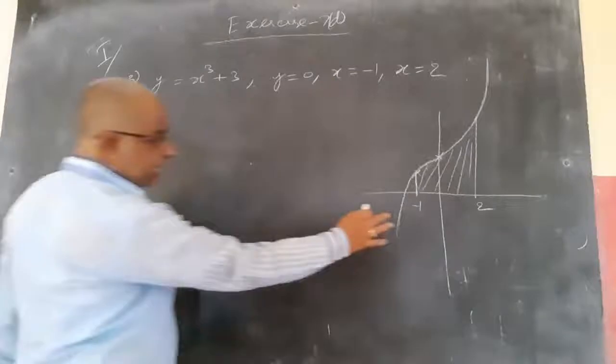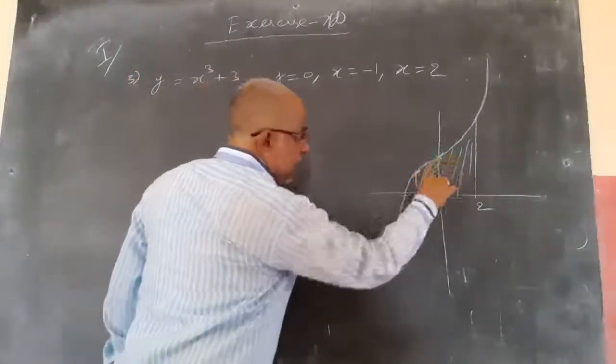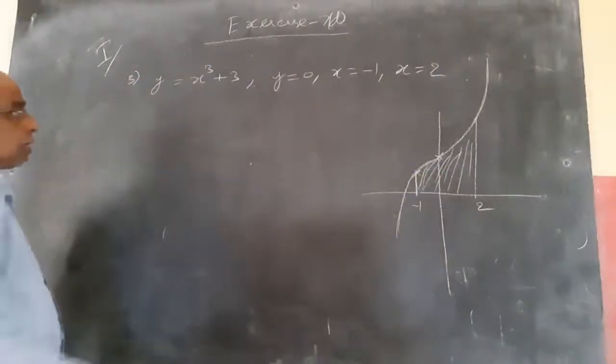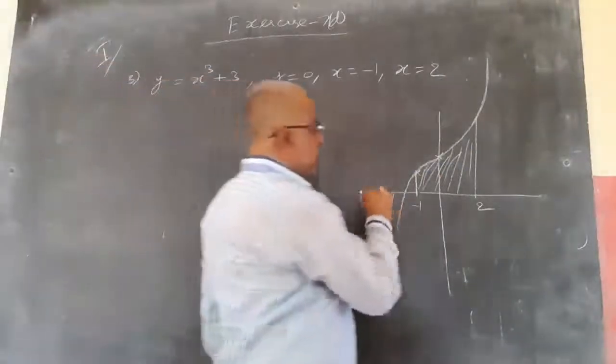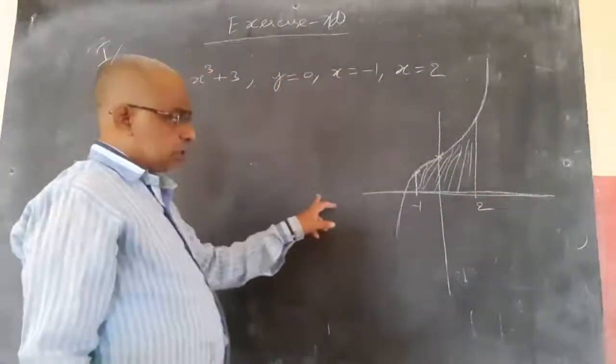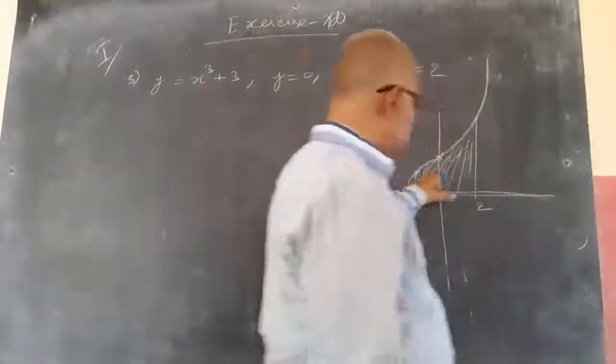So now directly I can do minus 1 to 2, because this is f of x between the limits a to b and continuous, our first concept, and y equal to 0. y equal to 0 means this x-axis. So this area only is asking.